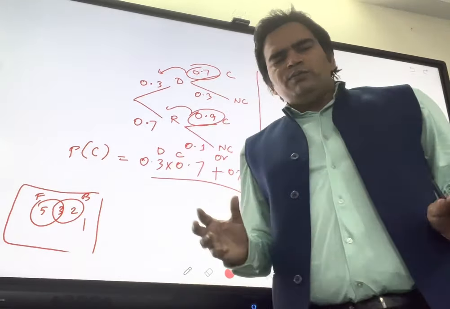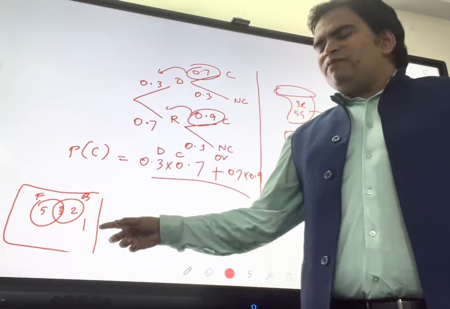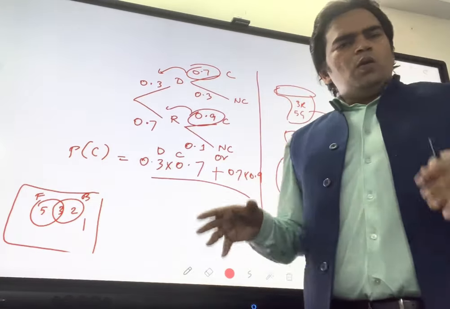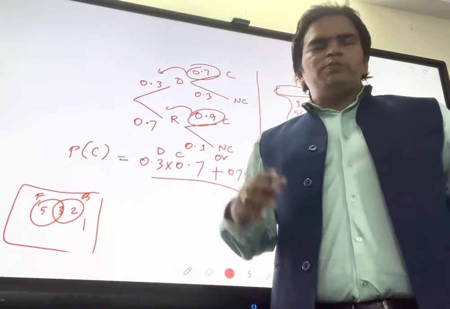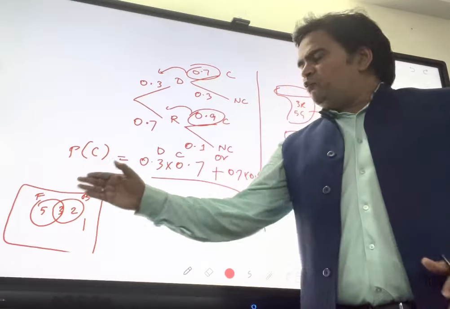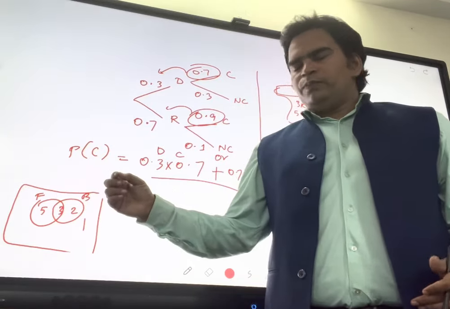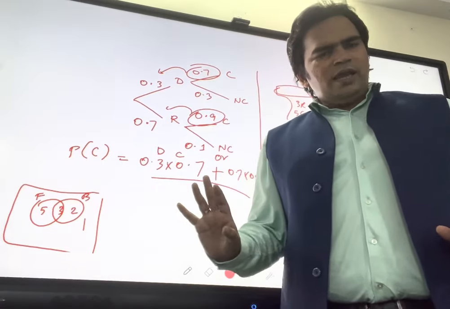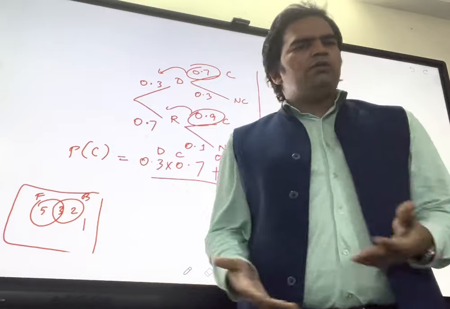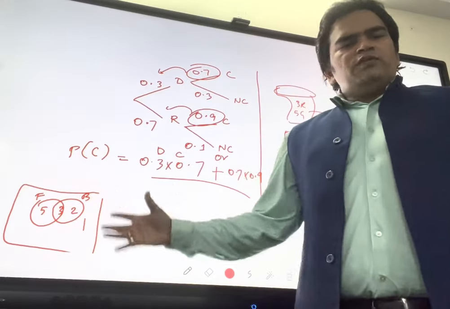If I ask a random question, from this event where there are in total 11 people, I'm picking one person randomly from anywhere. What is the probability that that person plays football? So straight away it will be 8 out of 11, because 5 plus 3 is 8. 8 is the number of people that are playing football. So 8 out of 11.